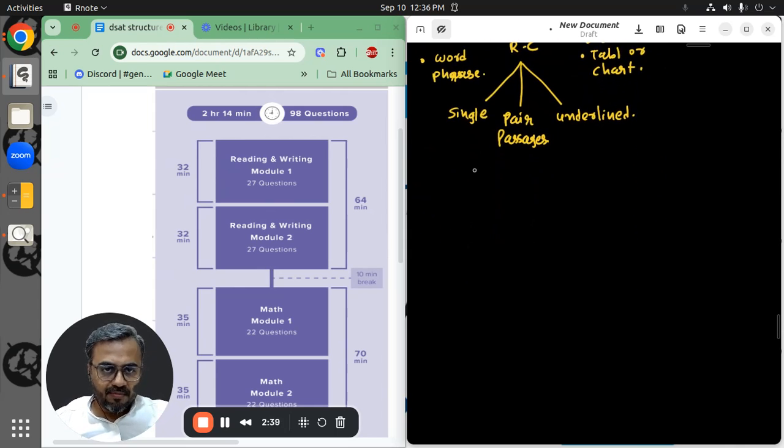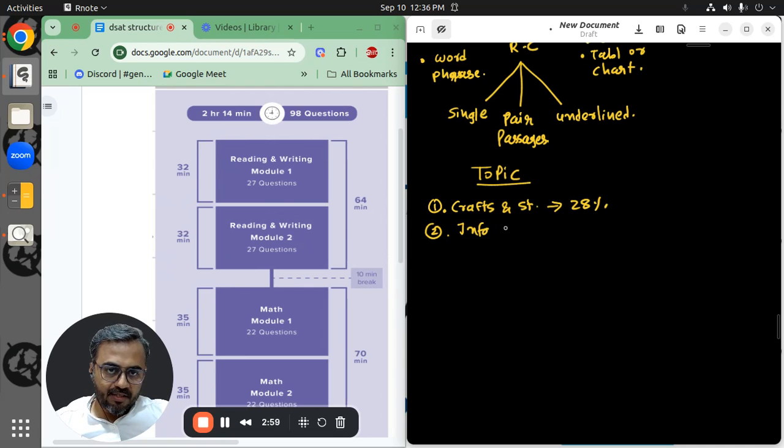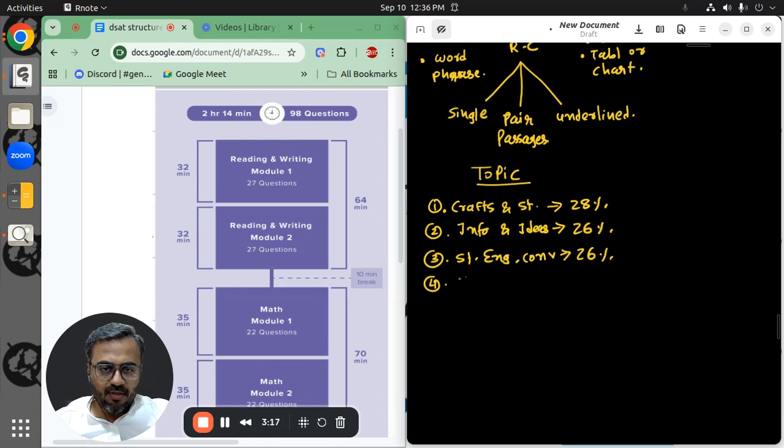Now, what are the topics? The topics that we cover, first is craft and structure. It has a 28% weightage. Second is information and ideas. It has 26% weightage. Third, standard English language conventions, 26% weightage. And fourth, expression of ideas.